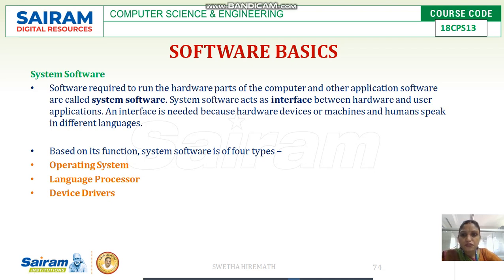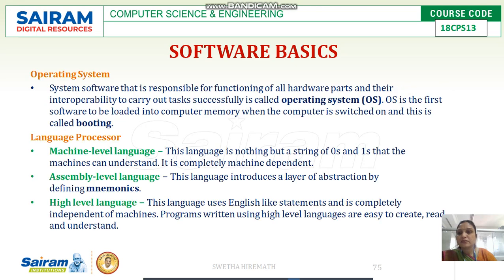A system software is required to run the hardware parts of a computer and other application software. System software acts as an intermediate between the hardware and the user applications. An interface is needed because hardware devices or machines and humans speak in different languages. There are three different types of system software: operating system, language processor, and device drivers.